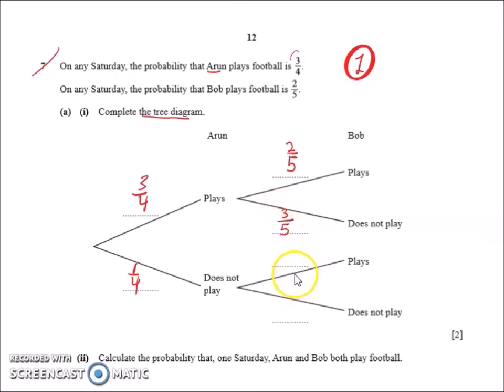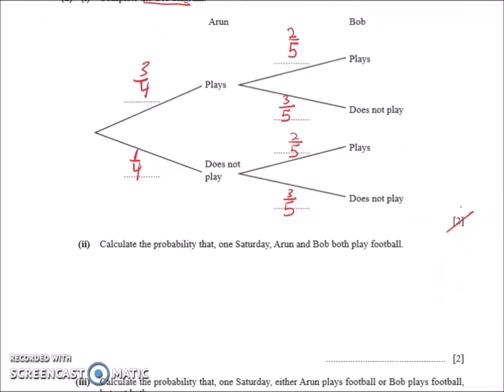Okay, here it goes to the same answer, 2/5 and 3/5. So that is your tree diagram. So we have completed this diagram. So we got here 2 marks. Okay, now we move to the next question.